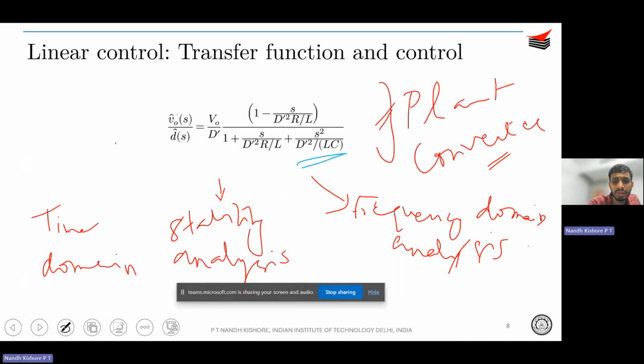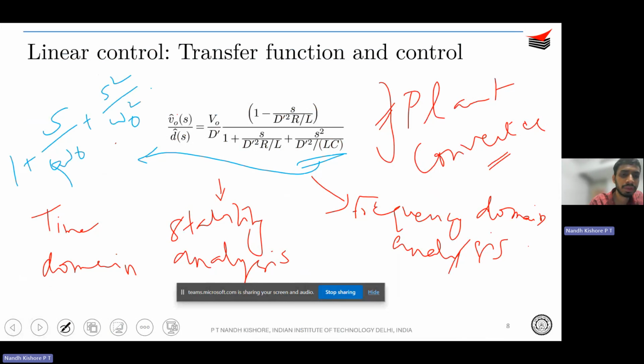If you have a square term in the denominator, you know that the typical expression is something like 1 plus s by Q omega naught plus s square by omega naught square. Correct? So this is a typical second order expression wherein Q is your quality factor and omega naught is your natural frequency or the resonance frequency of your converter. So you know the natural frequency of your converter, and of course you understand that it's not only dependent on LC, it's also dependent on your duty.